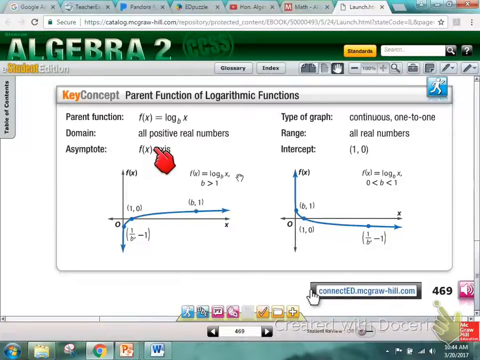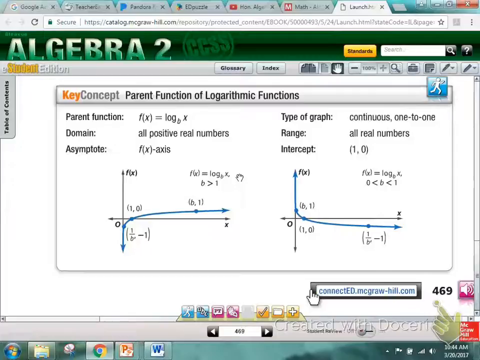What's domain? Domain is all possible x's. They are the x's you can put into the function. The y's are the answers that you get out. So if you look at the parent function right over here, and you see the domain, it says all positive real numbers. What are positive real numbers?